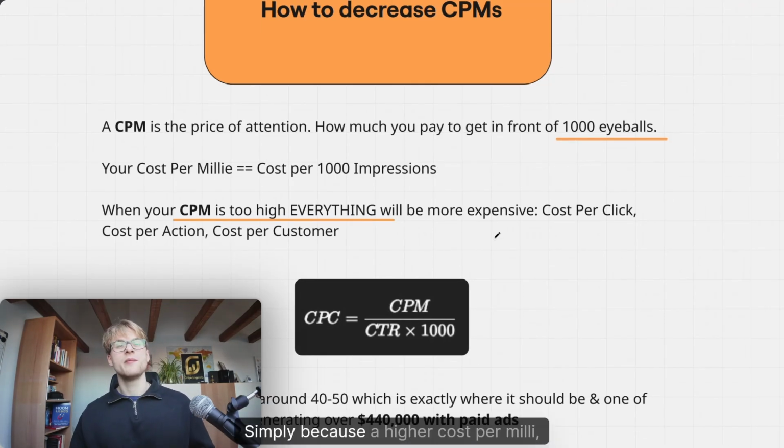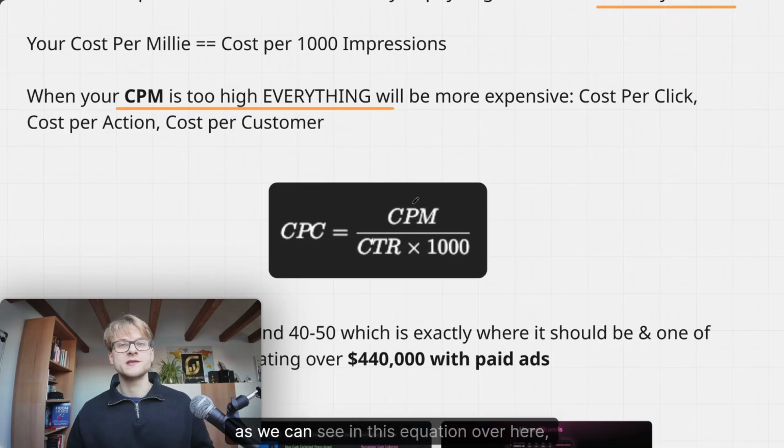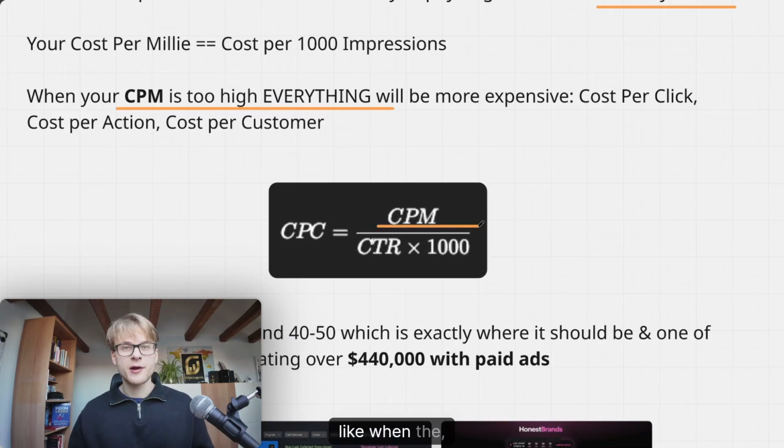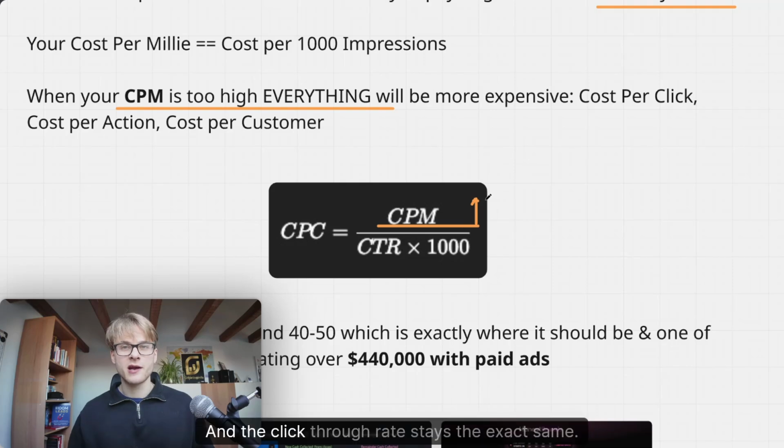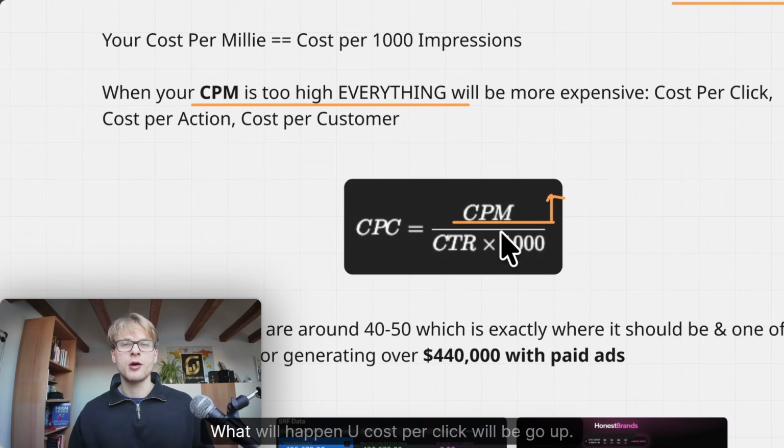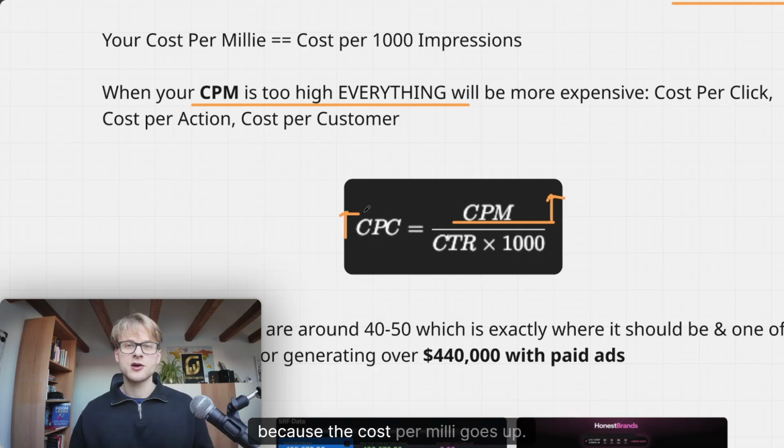Simply because of a higher cost per mille, as we can see in this equation over here, when the cost per mille goes up, what happens? And the click-through rate stays the exact same. What will happen? Your cost per click will go up because the cost per mille goes up. They correlate to each other, okay?